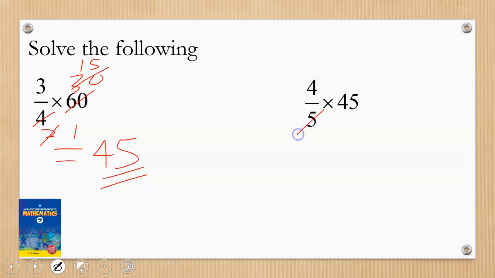So again, we divide 5 by itself as 1. 5 can divide 45 as 9, right? And so we multiply 4 times the 9, and that will give us 36. And so if we are asking the number of students who are wearing uniform in a class of 45, then 36 of them are wearing. That means the remaining are not.